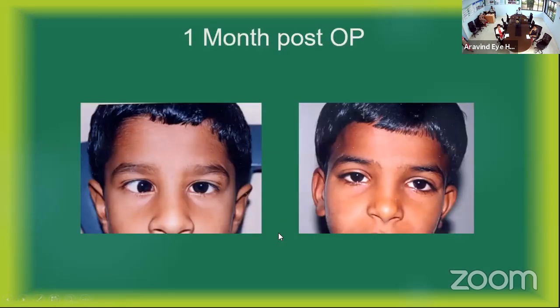This is 1 month post-op. So you see all the conjunctiva is well healed, and you don't see any scars. There is a noticeably mild shrinking of the palpebral fissure, which usually happens in squint surgery, and sometimes the parents complain post-op that the eye looks slightly smaller. So you need to educate them before surgery itself about what the appearance will be before you do the surgery.